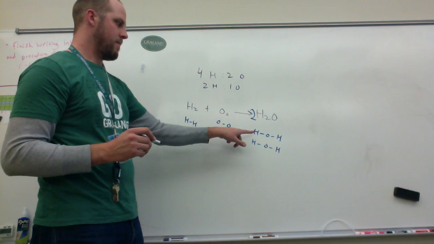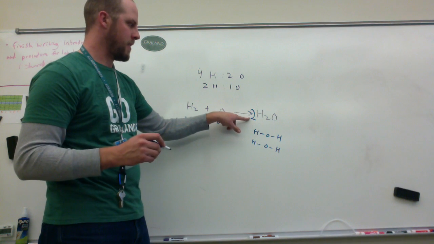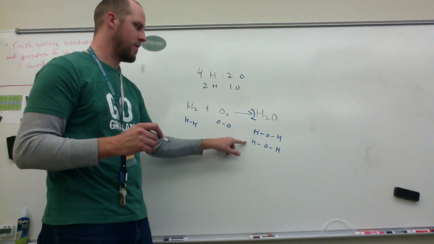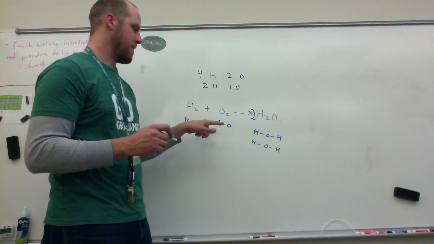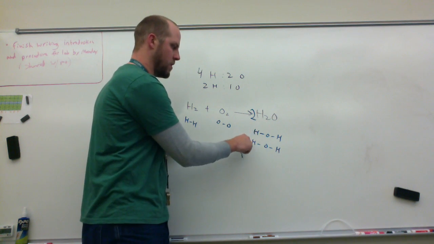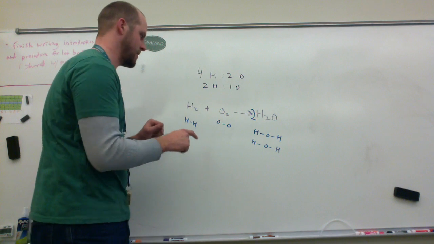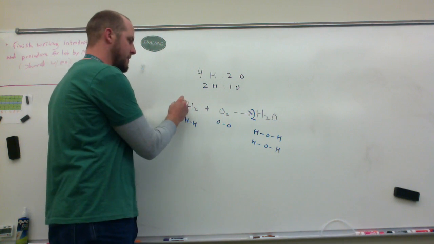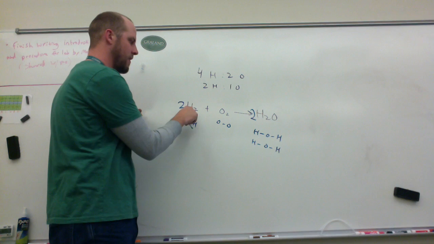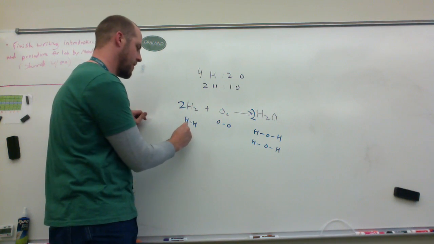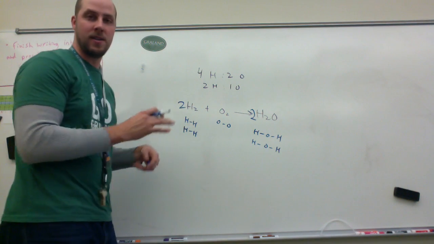Well, the fact that I put the 2 out front means I have 2 of these molecules. That's a total of 1, 2, 3, 4 hydrogens and a total of 1, 2 oxygens. So to get this all balanced, I need to put a 2 in front of our hydrogen molecule, giving us another H-H. So now this is balanced.